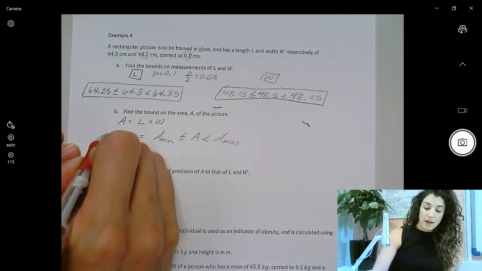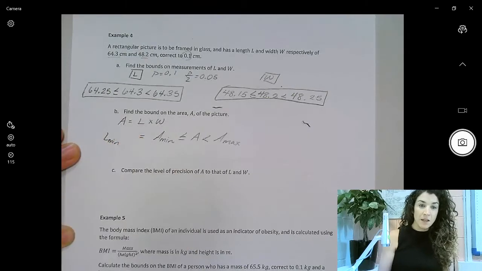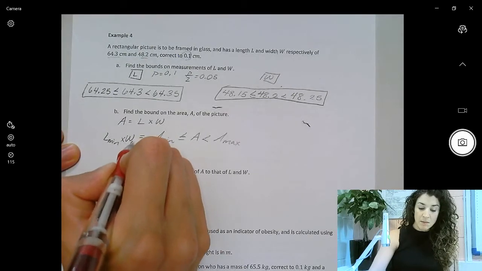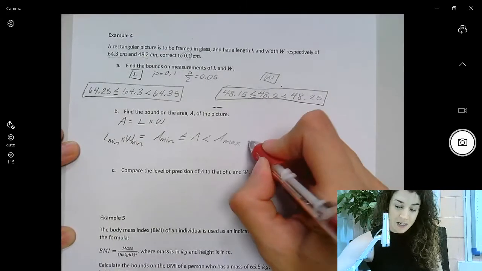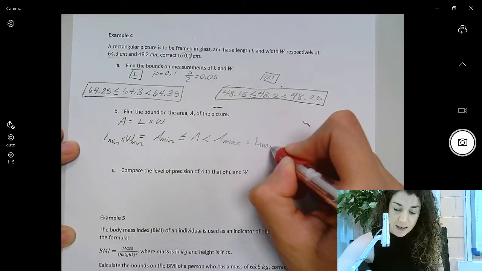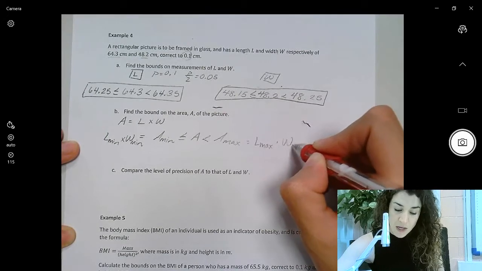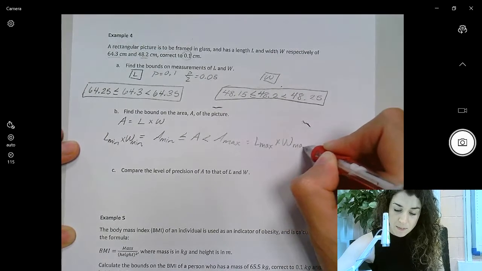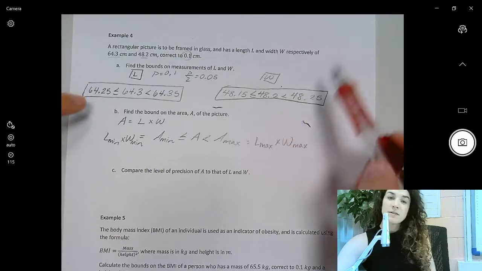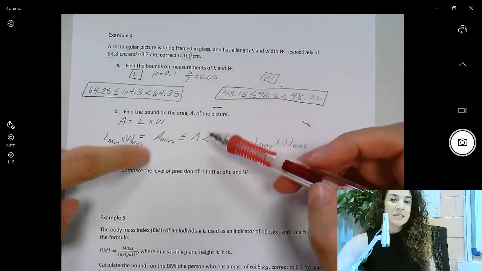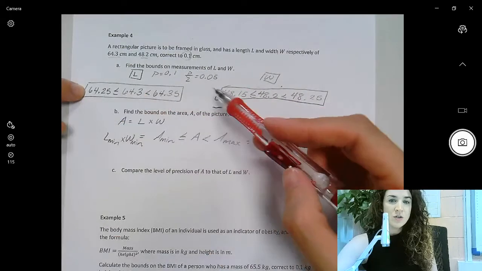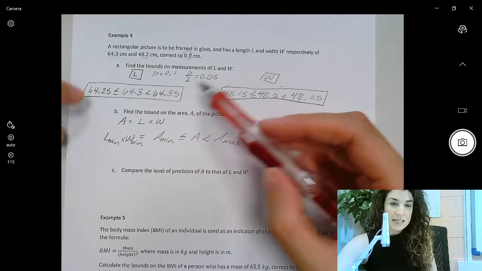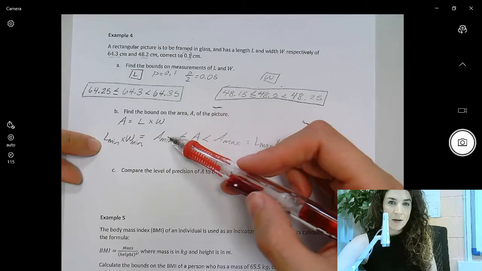Well, the minimum area is just going to be the minimum of the length times the minimum of the width. And the maximum of the area is going to be the length maximum times the width maximum. So we take these bounds that we found up here and use them to then calculate the area. So I need to take these two numbers and multiply them together to get this lower bound.